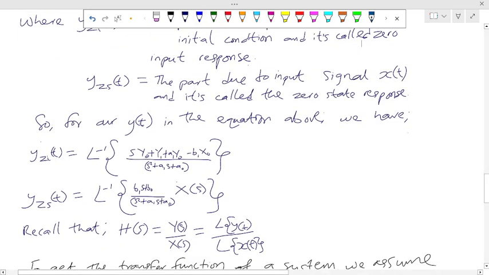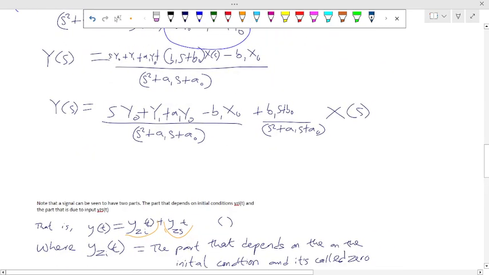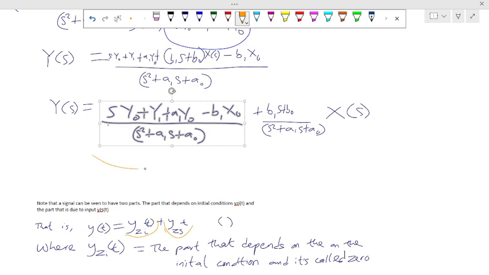So for our y(t) in the equation above, we have this. Now look at this: this is our Y(s), which can be regarded as y(t) in time domain. So this is in frequency domain, Y(s), and in time domain it is y(t). You can see these two parts: part 1 and then part 2.